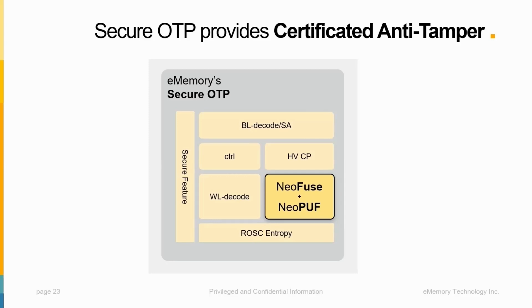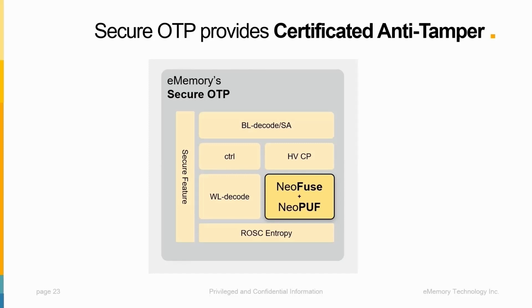At the bottom, we have ring oscillator entropy, a dynamic entropy source used in conjunction with the PUF code generated by NeoPUF to create device-specific keys for various purposes such as encryption, authentication, and verification. On the top left side, we have a control circuit for controlling various circuit blocks, and above that we have the bitline direction decoder and sense amplifier used to identify zeros and ones stored in the array.